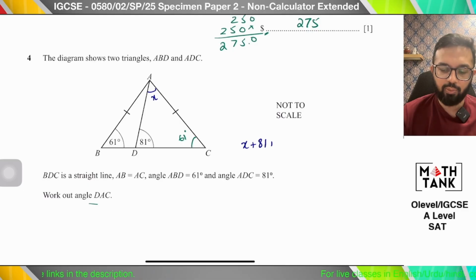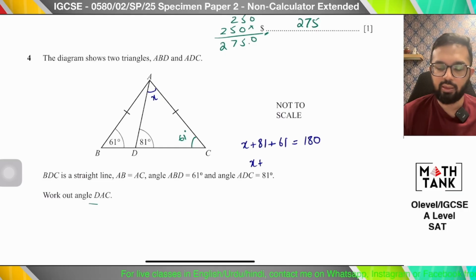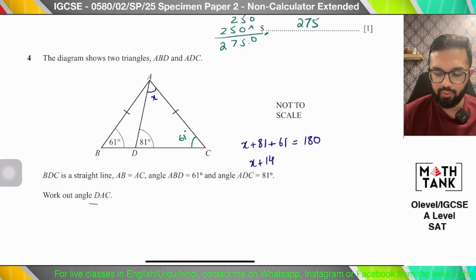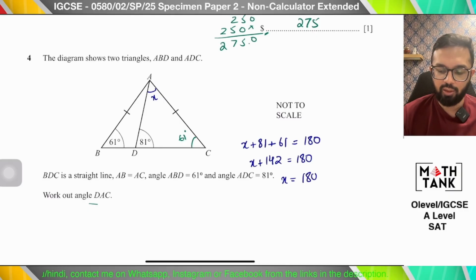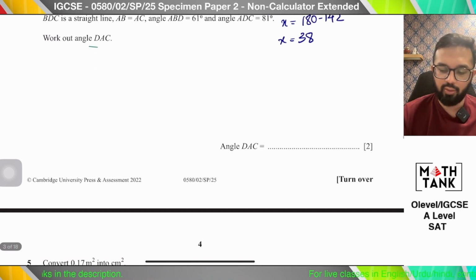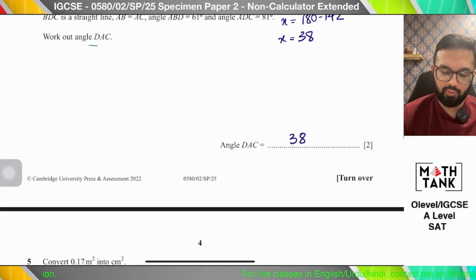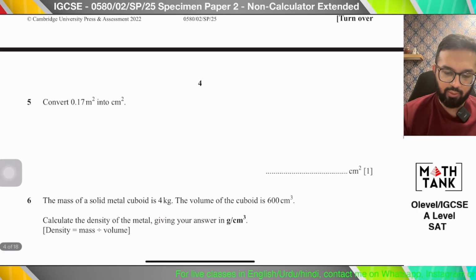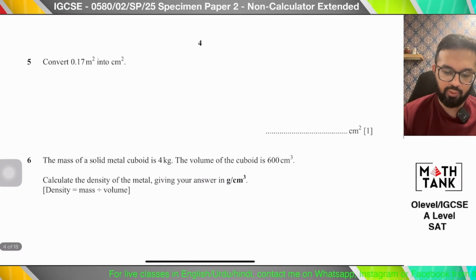X plus 61 plus 61 should give me 180. X plus 60 plus 60 is 120. That's 122. 180 minus 142. Okay, that should give you 38. That's the correct answer. Moving quickly on to question number 5.